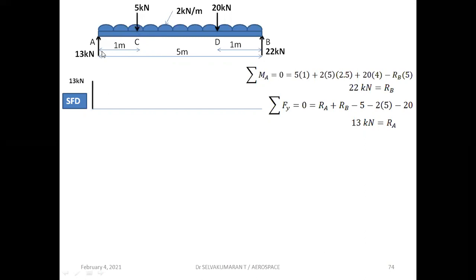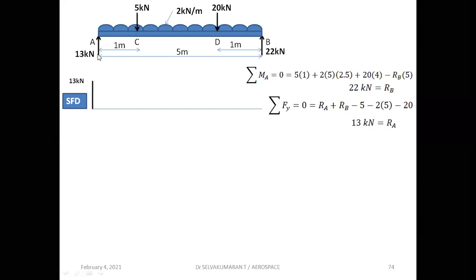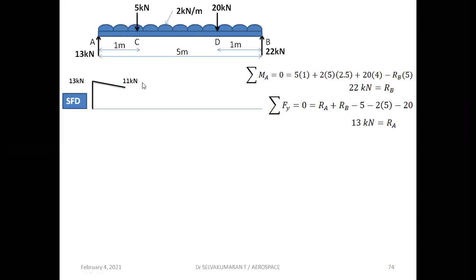So 13 kilonewton is the shear force at A, upward, and this UDL is acting downward. The UDL is 2, run length is 1, so 2 into 1, 2 kilonewton. So 13 kilonewton minus 2, that would be the shear force at C, 11 kilonewton. Once we reach the point C, 5 kilonewton is acting downward. So already you have plus 11 at C, 11 minus 5, 6 kilonewton is the shear force at C.